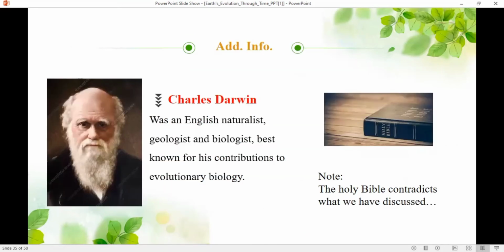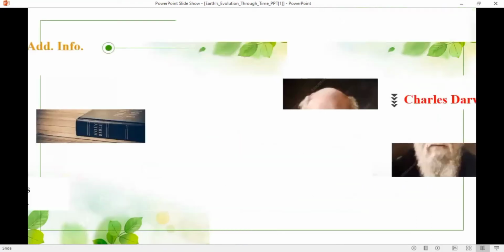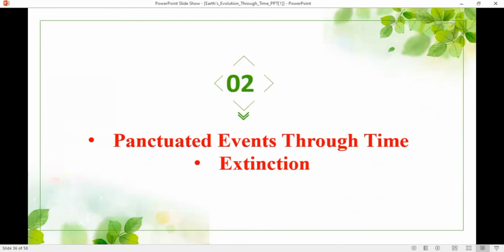Additional information: Charles Darwin is an English naturalist, geologist, and biologist best known for his contributions to evolutionary biology. Charles Darwin contributed a lot to the evolution of biology and to the origin of the species. So that ends the discussion of the first topic. The second topic will be discussed by my co-member, Sairah Mae Alberto.